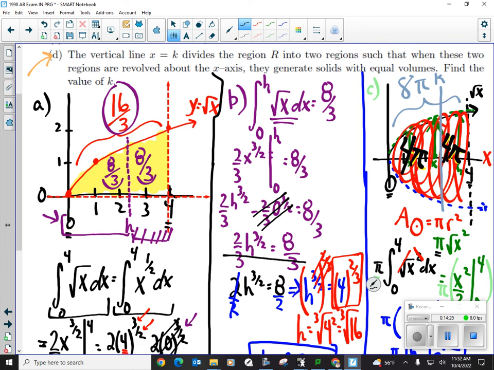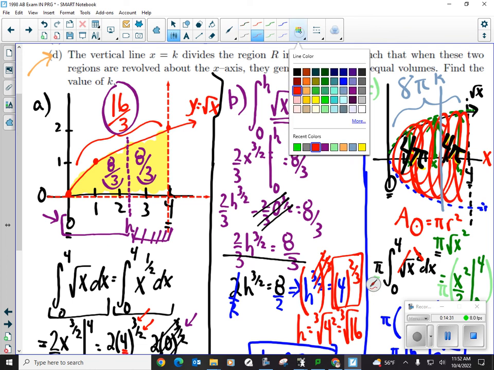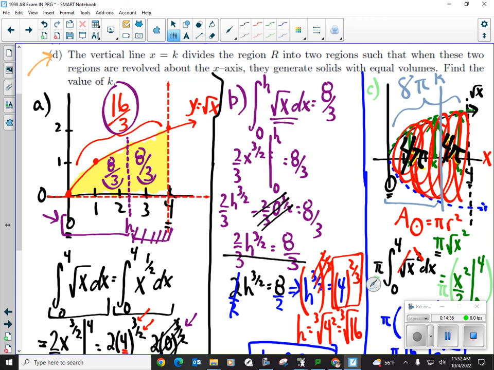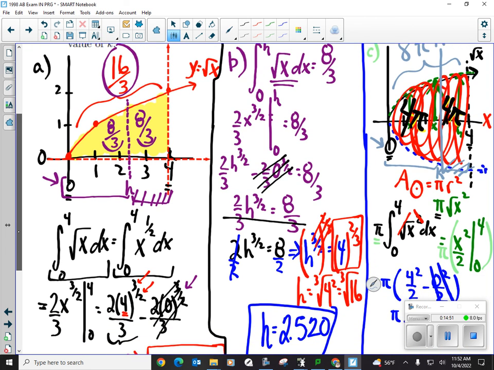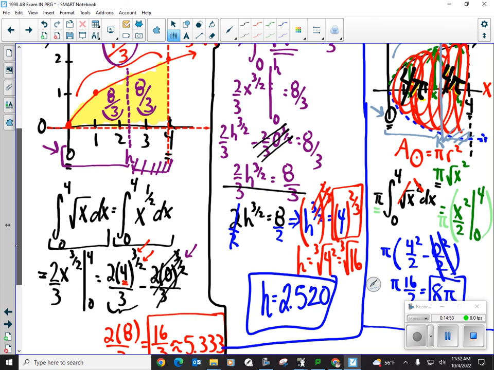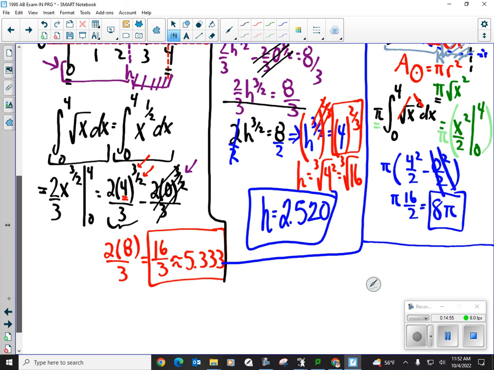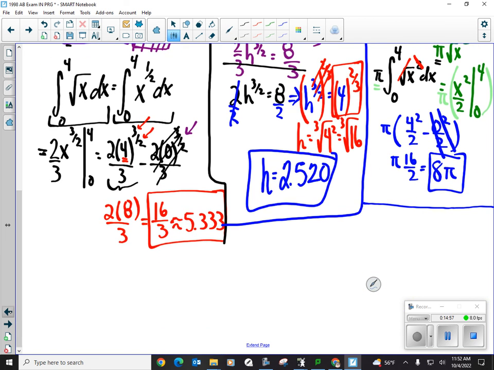So now I can take from 0 to k and integrate it and make it equal to 4 pi. That's my k. Or from k to 4. I'm going to use 0 to k because I like using bounds. So I'm going to integrate from 0 to k, and it should equal 4 pi. Okay, so D.